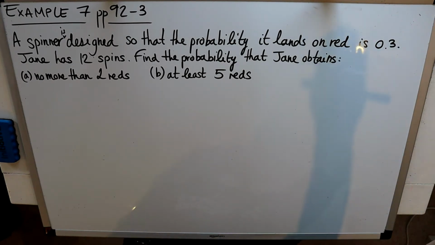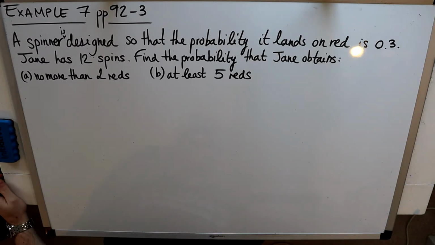Alright, as per a request I got, here's example 7, page 92-3. Let's get it started from the beginning. So a spinner is designed so that the probability it lands on red is 0.3. Jane has 12 spins. Find the probability that Jane obtains no more than 2 reds, at least 5 reds.